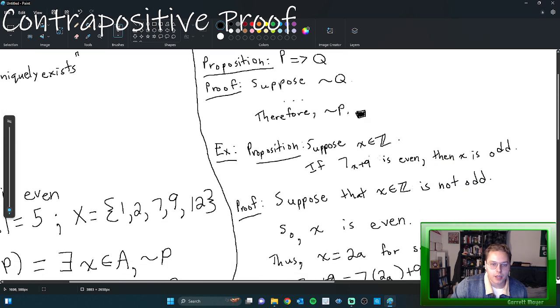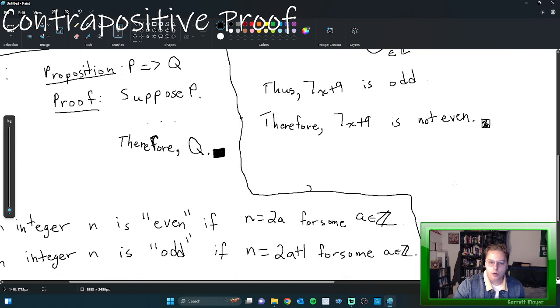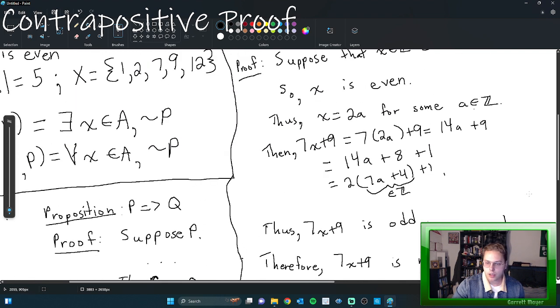So what we have here is a proof that if 7x plus 9 is even, then x is odd. We have the proof by the contrapositive approach, supposing that x was not odd, and then proving that if x is not odd, then 7x plus 9 is not even, which means that if 7x plus 9 is even, then x is odd. Those are logically equivalent statements. Okay, so with that out of the way, we can go into our next proof technique.